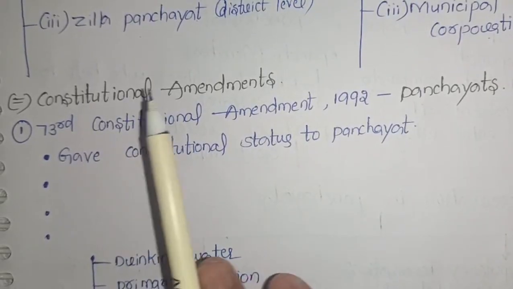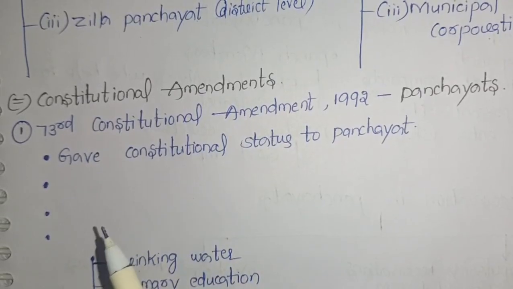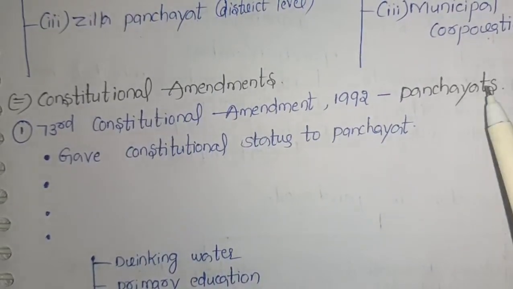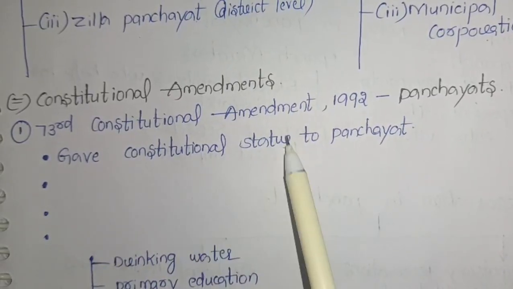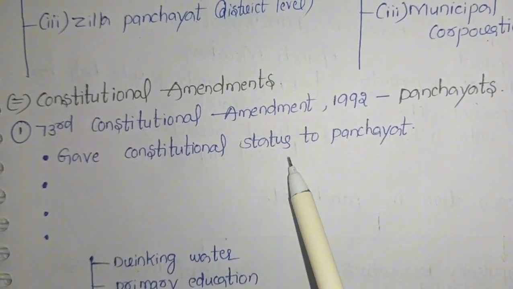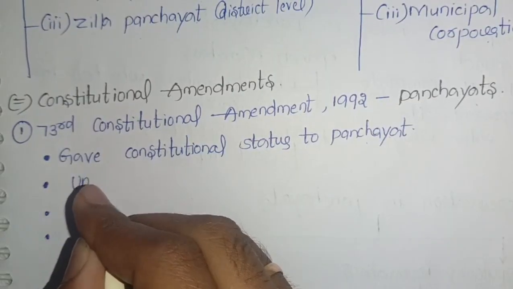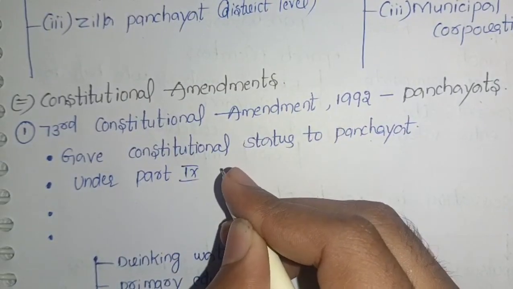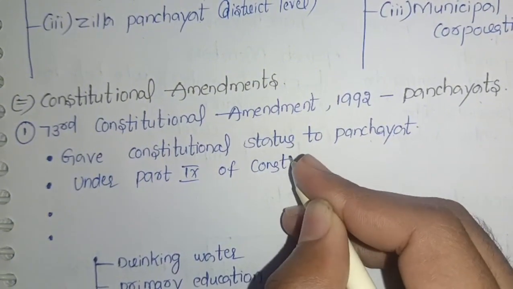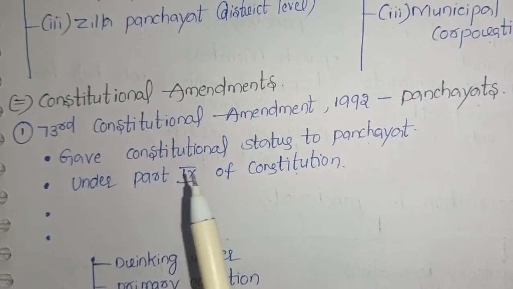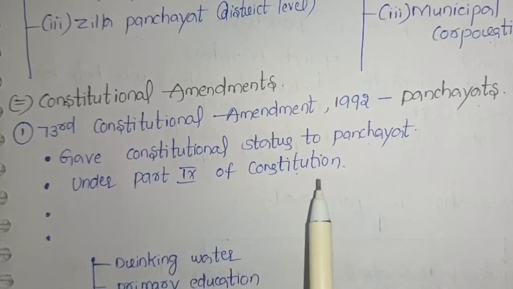Now let's discuss the constitutional amendments. The panchayat was formed under the 73rd Constitutional Amendment Act 1992, which gave constitutional status to the panchayat. The panchayat comes under Part 9 of the constitution. In our constitution there are 25 parts. I think you all know that the panchayat comes under Part 9 of the constitution.